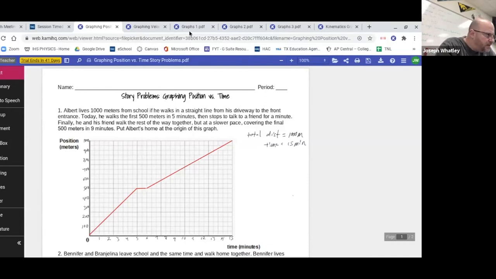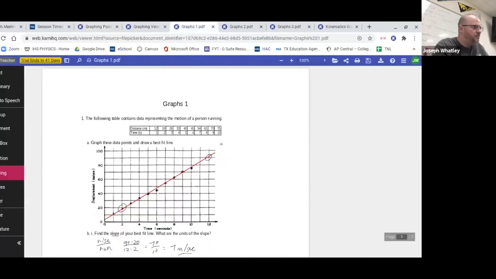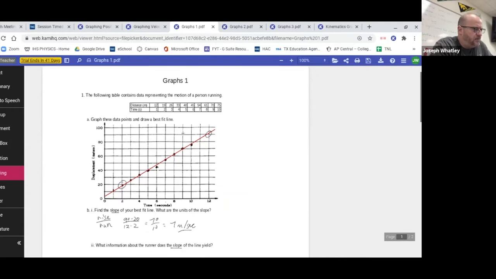So let's see if I can find which tab that's in. Yeah, here we go, graphs 1. All right, so let me open up my binder to that page. Now, some of these I've filled in some answers where I felt like it was easy and straightforward. Other places I'm going to ask you for them. This starts with a data table, and it wanted us to graph it. So I put my points in and I put a best fit line.